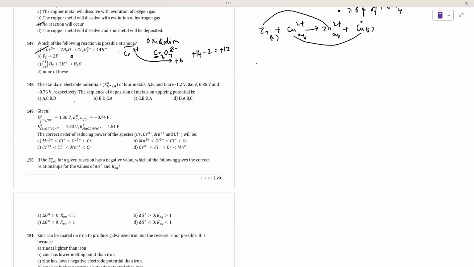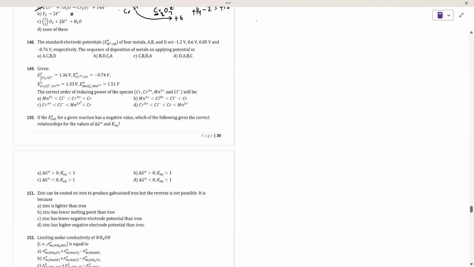Hope you understood this question, students. Now coming to question 148. So what is question 148, students? Okay, let us read. The standard reduction potentials of 4 metals A, B, C, D are minus 1.2 volt, 0.6 volt, 0.85 volts, and minus 0.76 volts respectively.